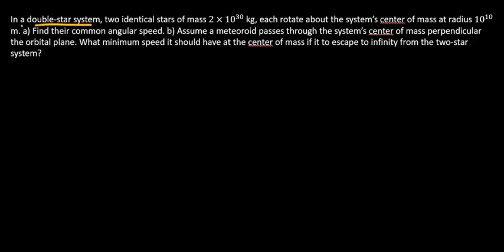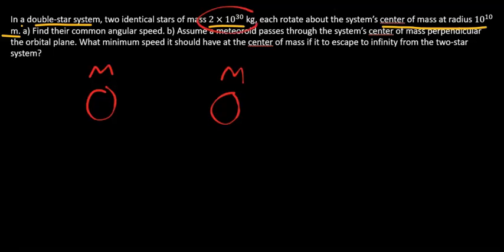In a double star system, two identical stars of mass 2 times 10 to the power 30 kg each rotate about the system's center of mass at radius 10 to the power 10 meter. So you can draw a schematic diagram like that. The mass is given, they are identical, 2 times 10 to the power 30 kg. The center to center distance is like that. The center of mass is exactly in the middle, so that is the center of mass. So R is 10 to the power 10 meter.